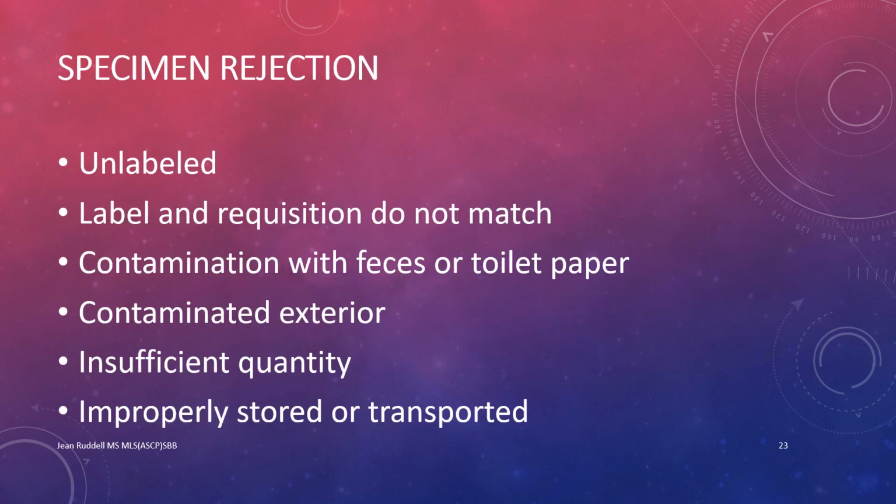Specimen rejection. Improperly labeled and collected specimens should be rejected by the laboratory, and appropriate personnel should be notified to collect a new specimen. Unacceptable situations include specimens in unlabeled containers, non-matching labels and requisition forms, specimens contaminated with feces or toilet water, containers with contaminated exteriors, specimens of insufficient quantity, and specimens that have been improperly stored or transported. Your laboratory will have criteria for rejection in your standard operating procedures, which you should follow.